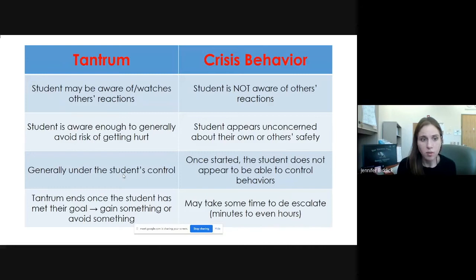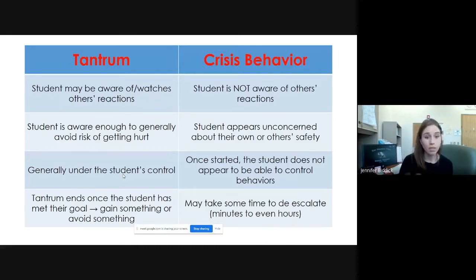With a tantrum level behavior, generally the behavior can be turned on or off a little bit more easily, so the behavior is under the learner's control. For example, if a learner is engaging in a tantrum behavior in order to get access to computer time, as soon as the student gets that access, the behavior is done. Or if the learner is trying to get out of math class, as soon as the math worksheet is removed, the behavior is done. So it's much easier for the learner to turn those behaviors on or off. And once they access what they were looking for, or once they met their goal, the behavior typically ends.